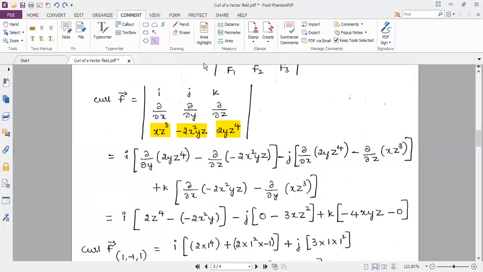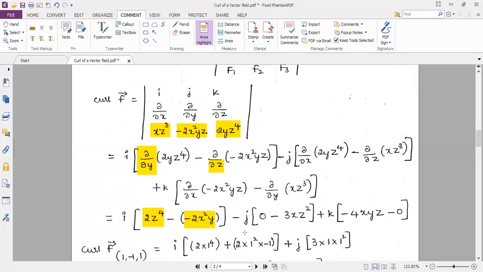Now performing the partial differentiation. Firstly, we have i multiplied by dou y of 2yz power 4. With respect to y partial differentiation, 2z power 4 is a constant, writing down as it is. Differentiation of y partially with respect to y is 1. Minus, with respect to z, minus 2x square y is a constant, writing down as it is. Differentiation of z partially with respect to z is 1.